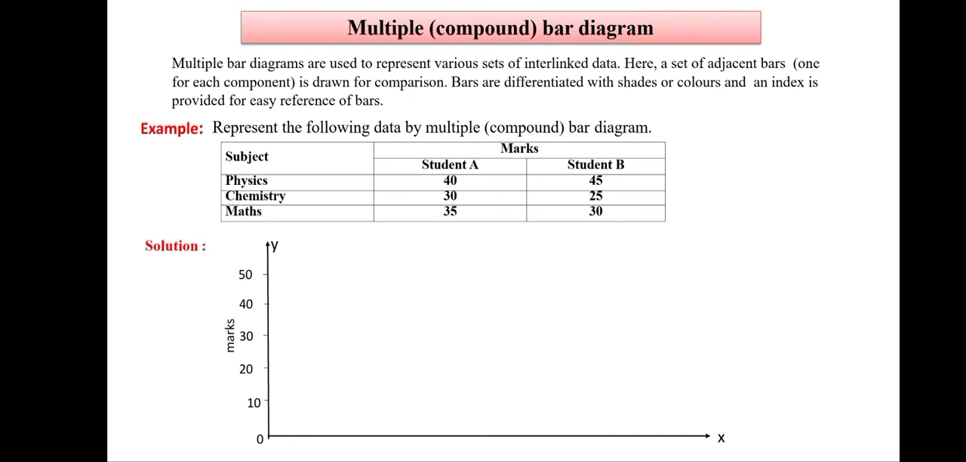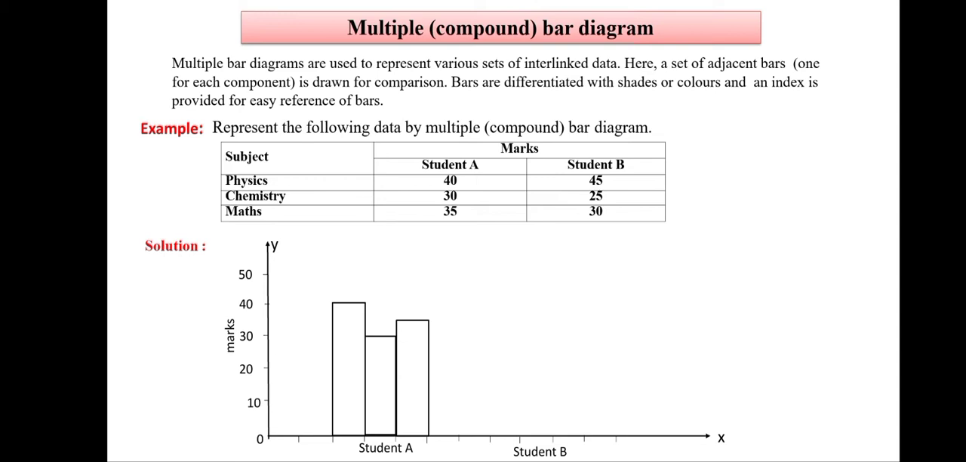Okay, and in the x-axis we have to write down student A and student B. Now student A has scored 40 marks in physics, so draw a rectangular bar till 40. And student A scored 30 marks in chemistry, so adjacent to this bar draw another rectangular bar till 30. And student A scored 35 marks in mathematics, so draw a rectangular bar adjacent to this bar till 35.